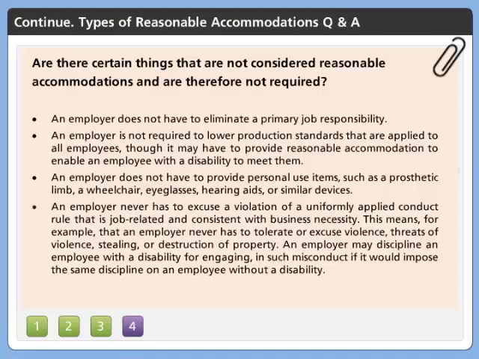An employer does not have to provide personal use items, such as prosthetic limbs, a wheelchair, eyeglasses, hearing aids, or similar devices. An employer never has to excuse a violation of a uniformly applied conduct rule that is job-related and consistent with business necessity. This means, for example, that an employer never has to tolerate or excuse violence, threats of violence, stealing, or destruction of property. An employer may discipline an employee with a disability for engaging in such misconduct if it would impose the same discipline on an employee without a disability.